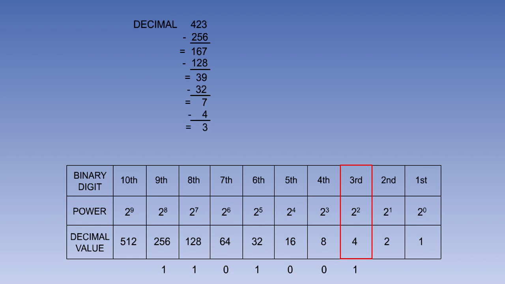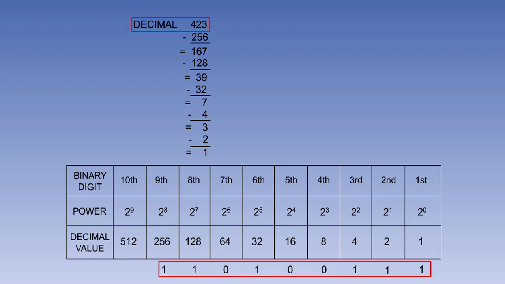7 minus 4 is 3, which is greater than 2, so a 1 goes under the second column. 3 minus 2 is 1. So the first column gets a 1. Therefore, the binary equivalent of decimal 423 is 1101001111.